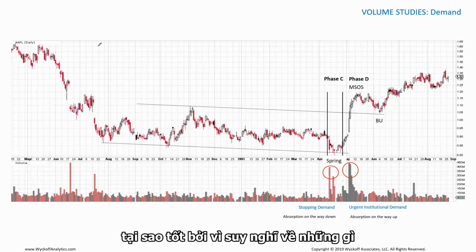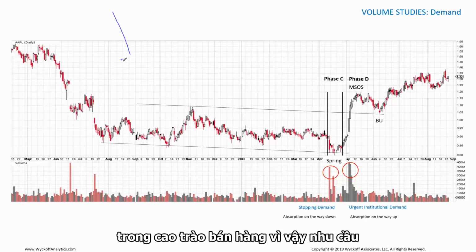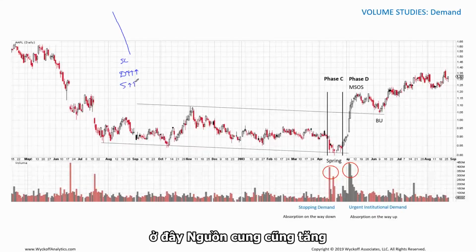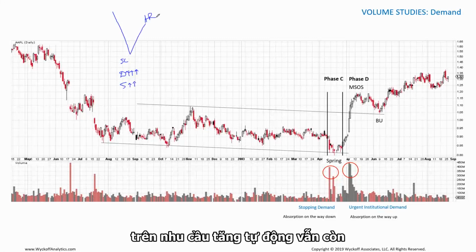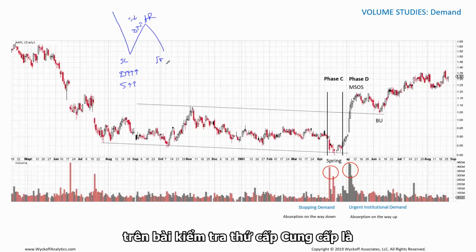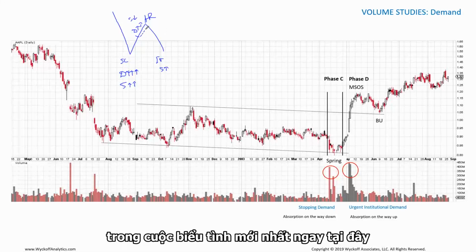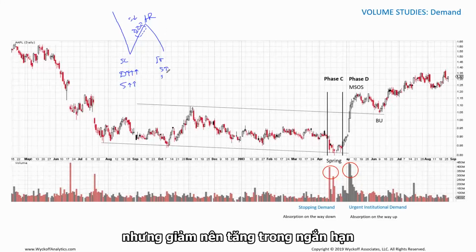Why? Well, because think about what happens with the absorption, let's say on the selling climax. So demand increases a lot here. Supply increases as well. So that stops the price from moving down. On the automatic rally, demand is still increasing, supply is decreasing. On the secondary test, supply is increasing relative to what we've seen in the latest rally right here, but decreases, so increases short-term, decreases long-term.